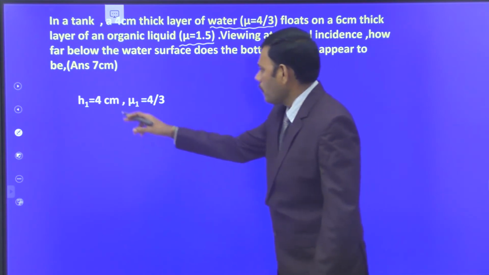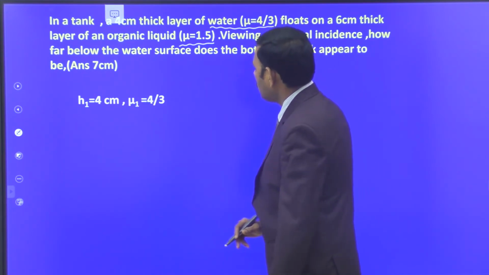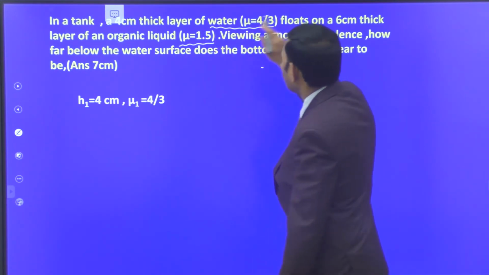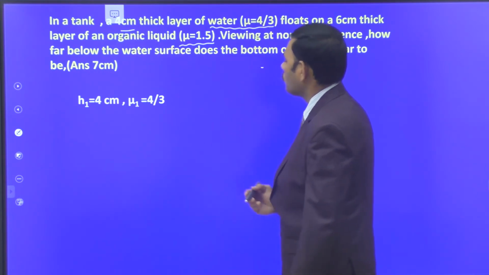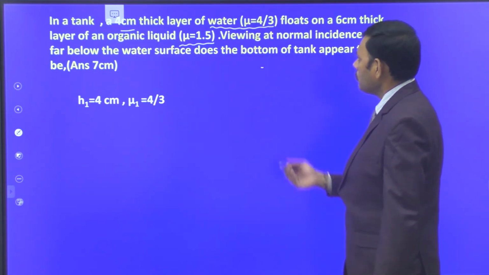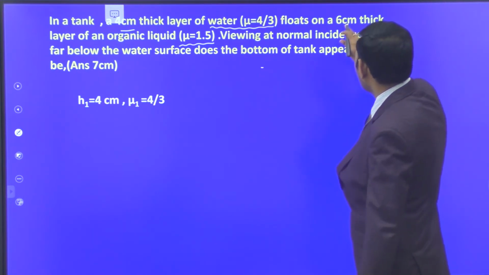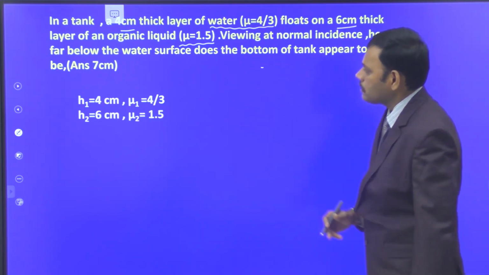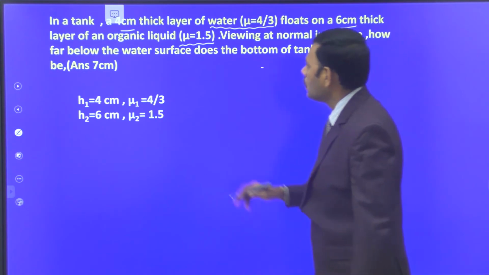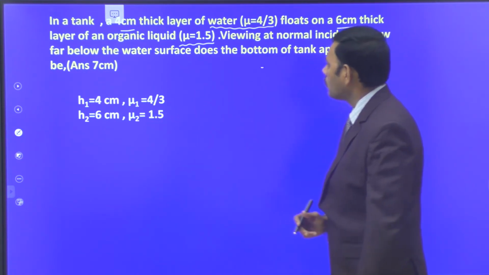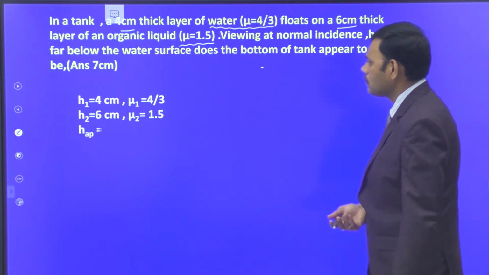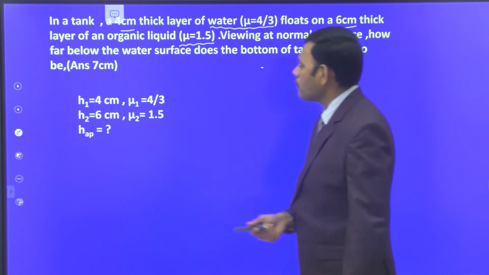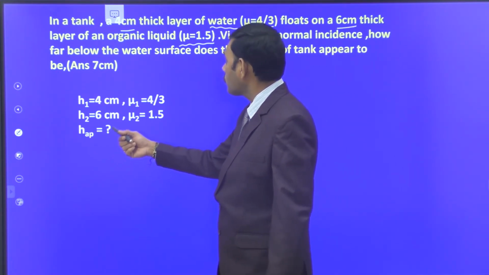H1 is the first liquid depth, 4 centimeters, that is given. This is 4 centimeter depth having refractive index mu1 4/3. Below it there is one more liquid of depth 6 centimeters, let us write it, H2, 6 centimeters having refractive index mu2 1.5. Viewing at normal incidence, how far below the water surface? So apparent depth, we have to find out apparent depth.